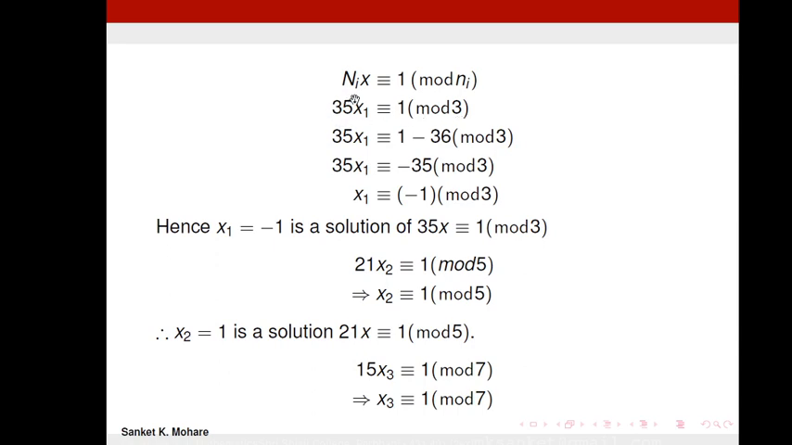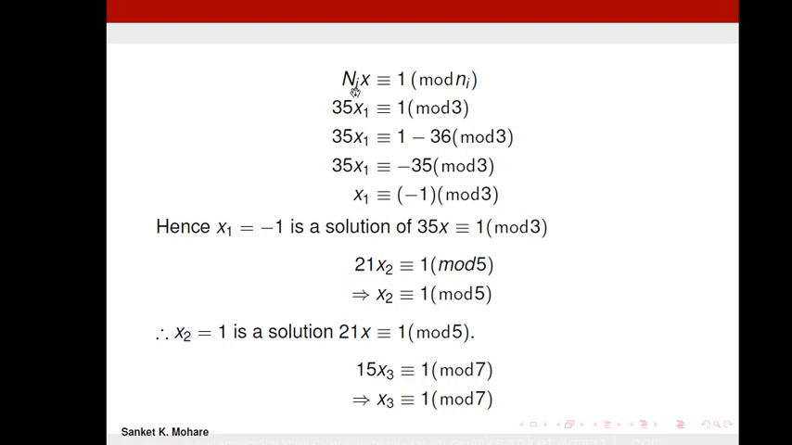Now we obtain the solution for the next congruence, for the value of N2 and small n2. The value of capital N2 is 21. So 21 x2 is congruent to 1 modulo 5. Here we substitute the values of N2 and n2 in this equation.